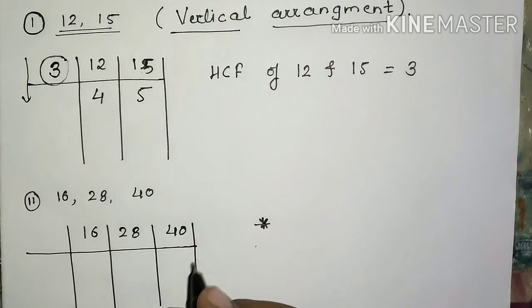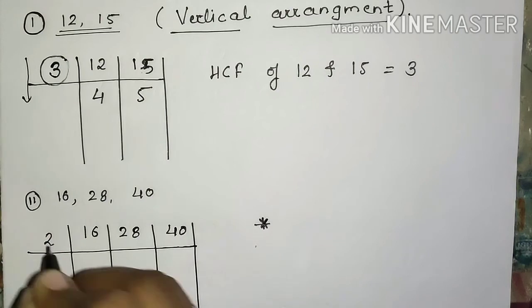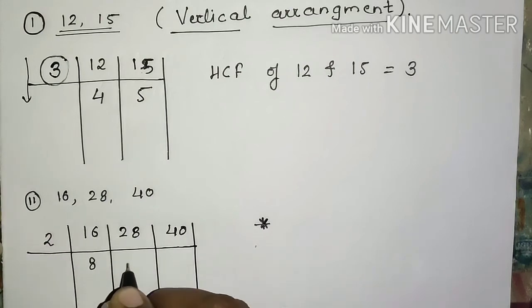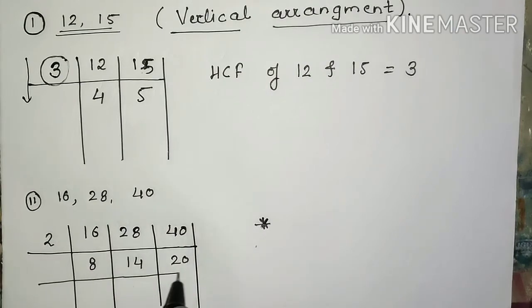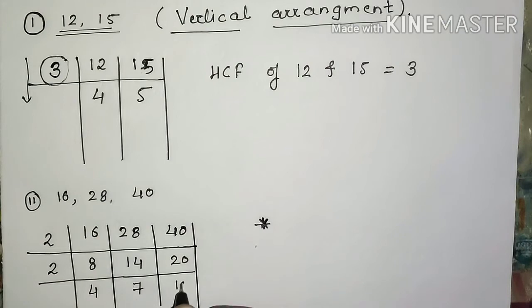Okay, but here all 3 numbers can be divided by 2, so let us divide. 2 8s are 16, 2 14s are 28, 2 20s are 40. Now the next step, 8, 14 and 20. Here also all the 3 numbers can be divided by 2. So let us divide. 2 4s are 8, 2 7s are 14, 2 10s are 20.